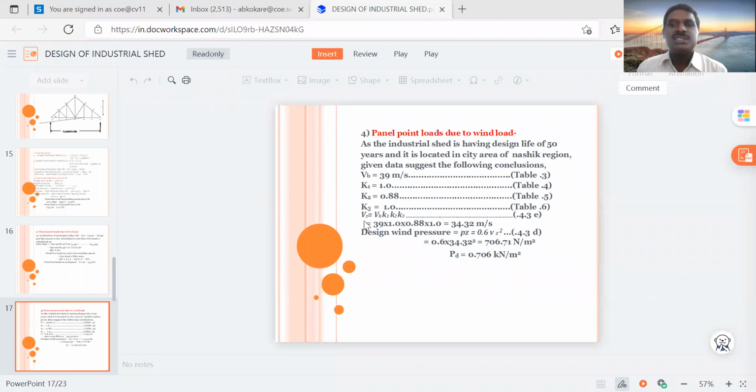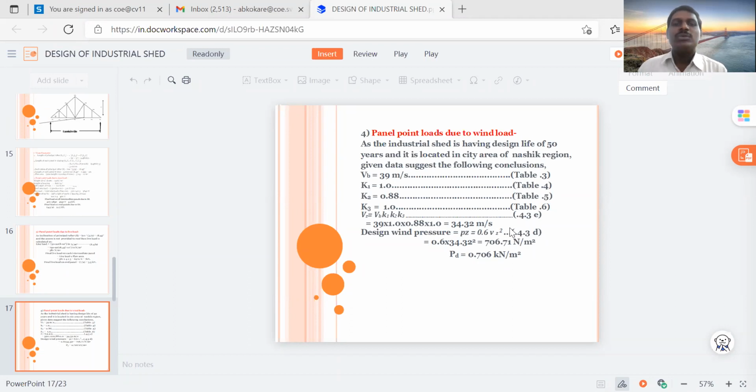Because VZ is the design wind speed. So design wind speed is calculated by using K1, K2, K3 and VB. K1, K2, K3 are the factors, and VB is the basic wind speed. So 39 into 1 into 0.88 into 1 is equal to 34.32 meter per second, which is the design wind speed.